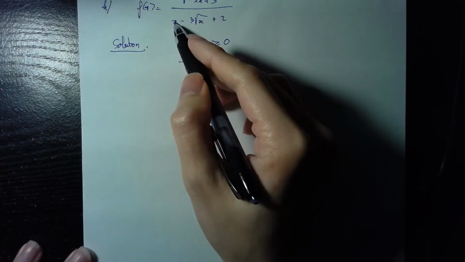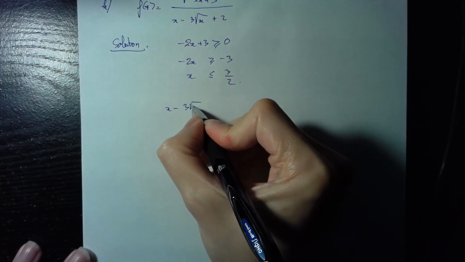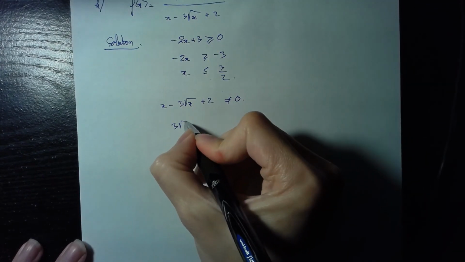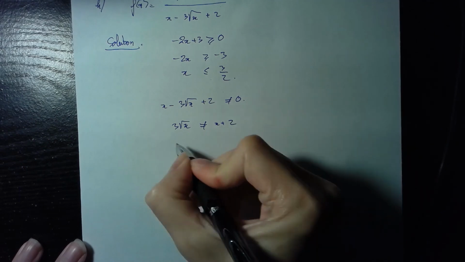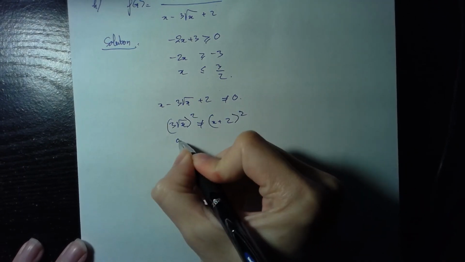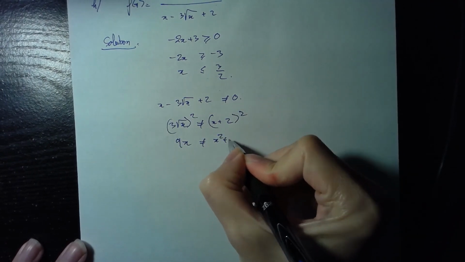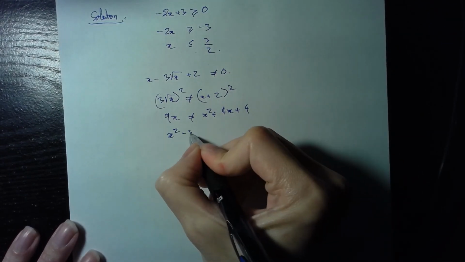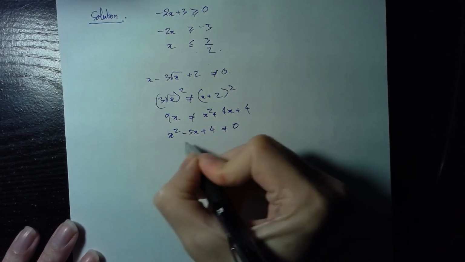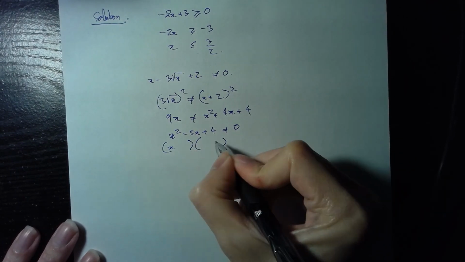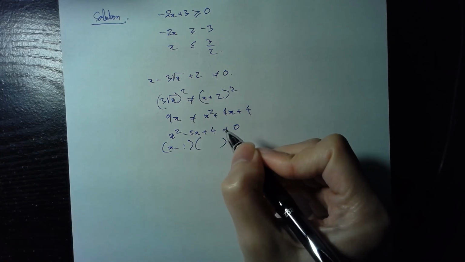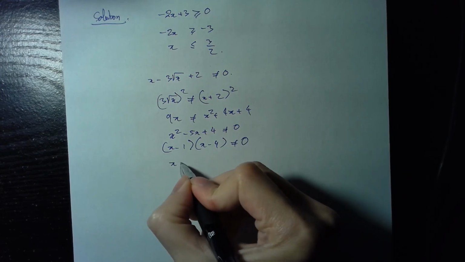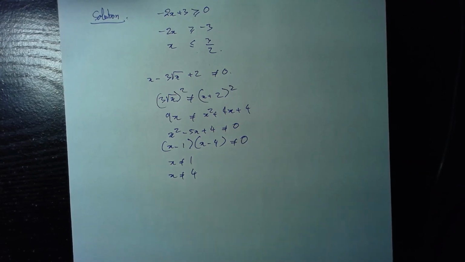For the bottom, everything must be different from 0, because we're not allowed to have 0. So I have 3 square root x different from x plus 2, and I square both sides. So I have 9x different from x squared plus 4x plus 4. So I have x squared minus 5x plus 4 different from 0. I factor this: x minus 1, x minus 4 different from 0. So x different from 1, x different from 4.